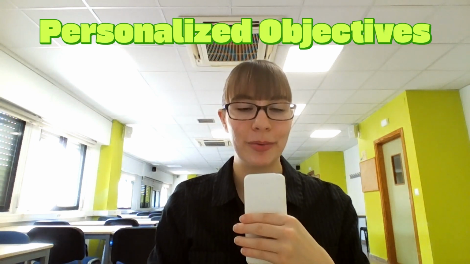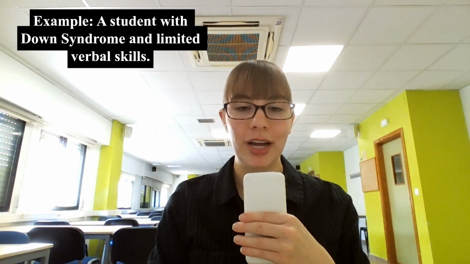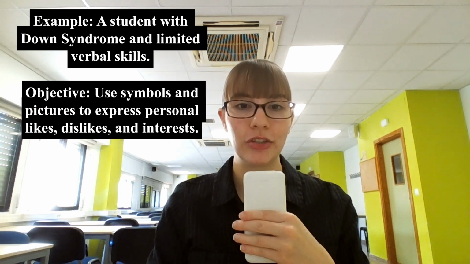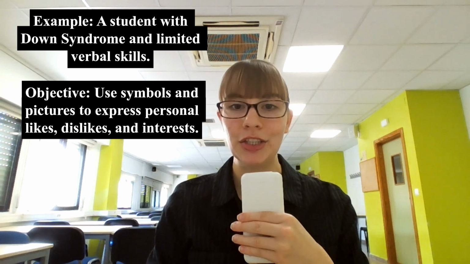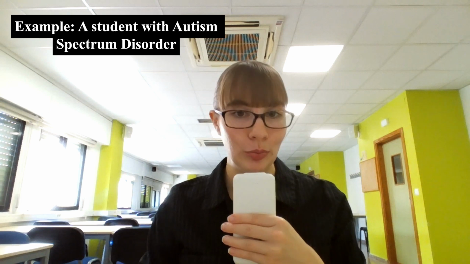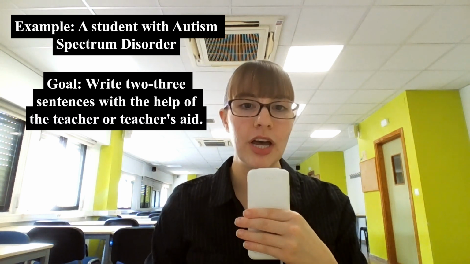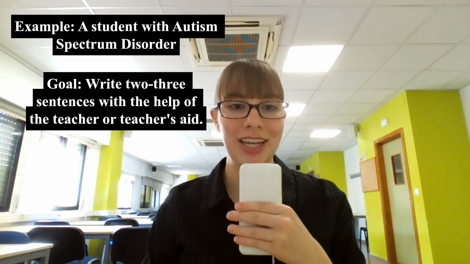For the project, each student will have personalized objectives based on their abilities. A student with Down syndrome and limited verbal skills, for example, will have the goal of using symbols and pictures to represent their likes, dislikes, and interests on a poster. Another student, such as the one with ASD mentioned previously, will be given the goal of writing 2 to 3 sentences about themselves with the help of either the teacher or a teacher's aide.